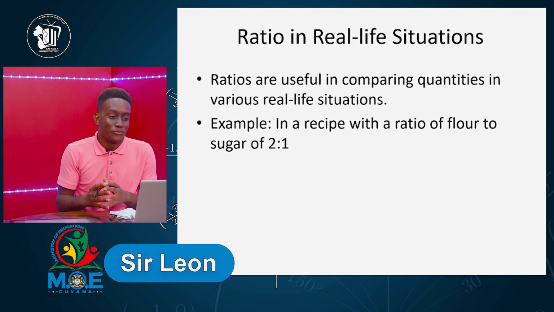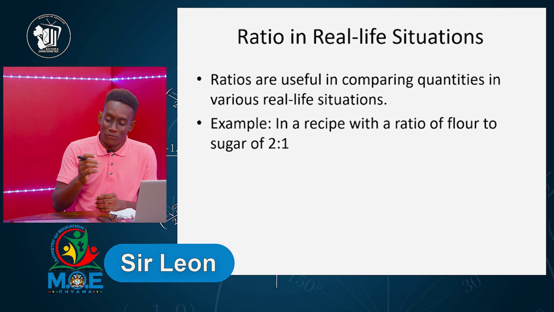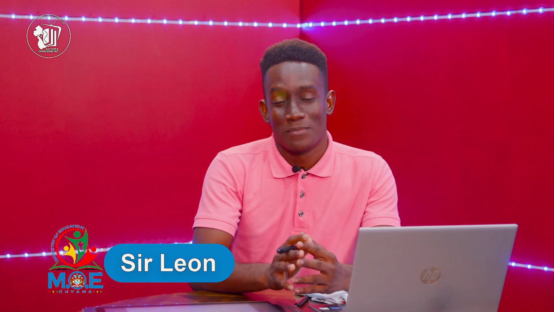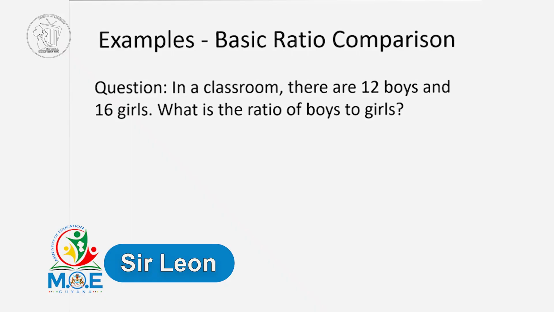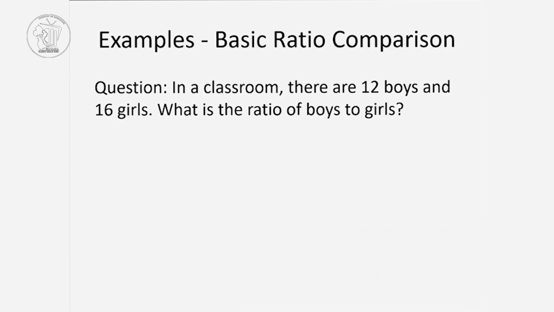So for example, in the ratio 2:1, this is for flour to sugar. For every 2 cups of flour, you'll put 1 cup of sugar. I don't know how that bake will taste, but this is just an example. Now let's look at a question that involves ratio.